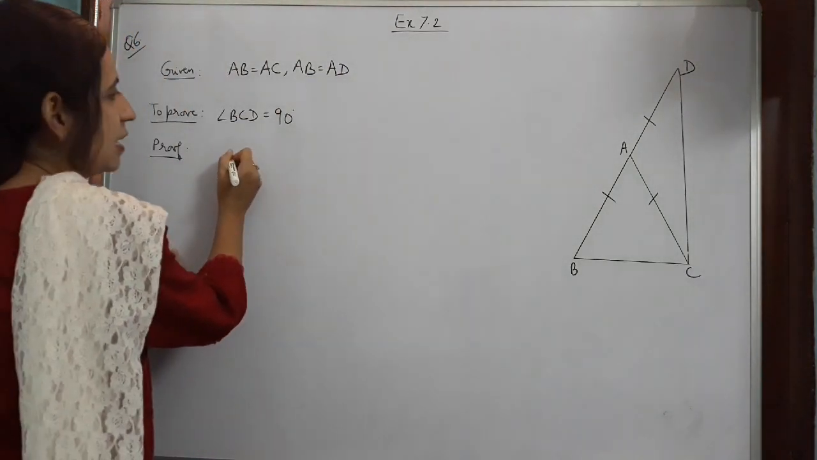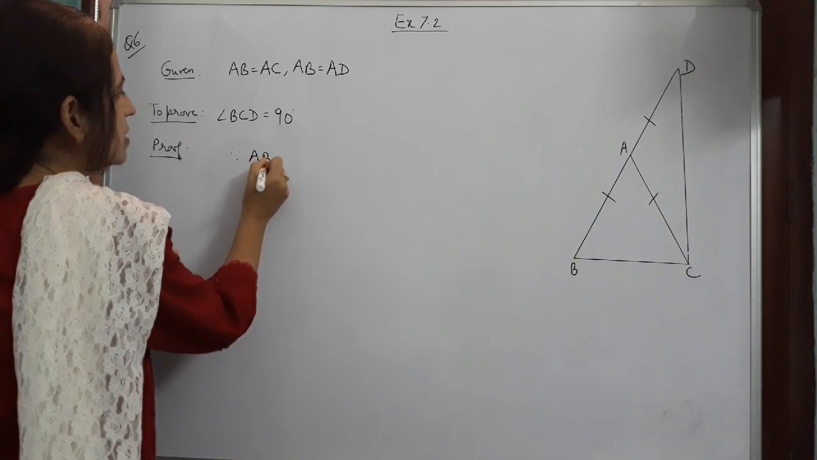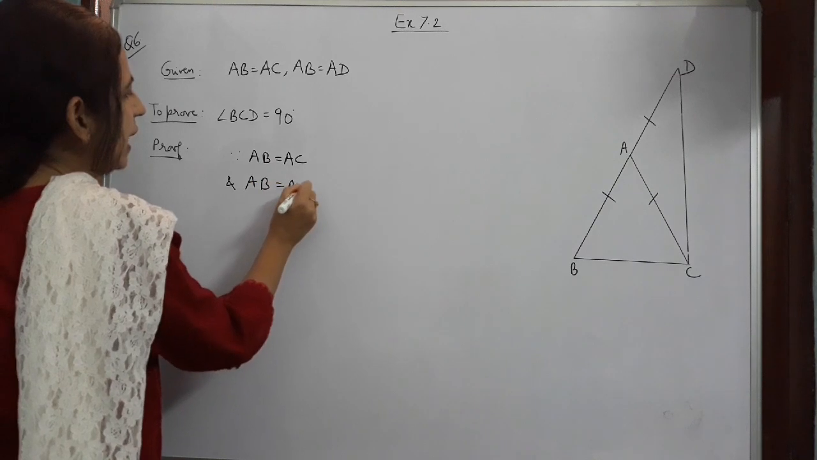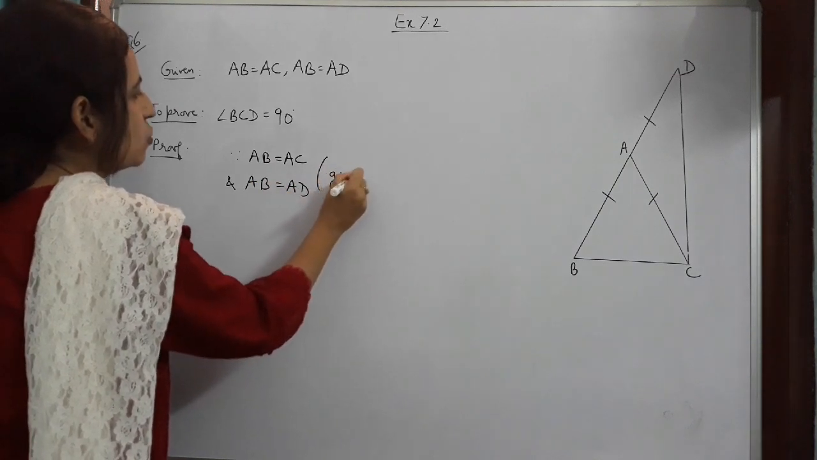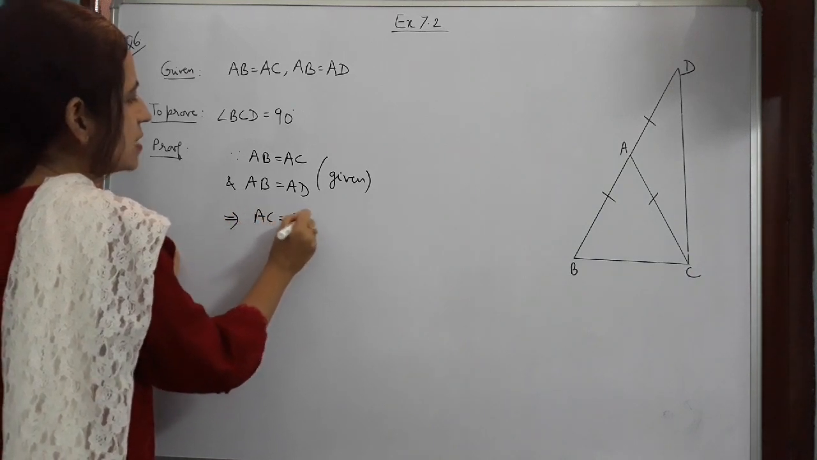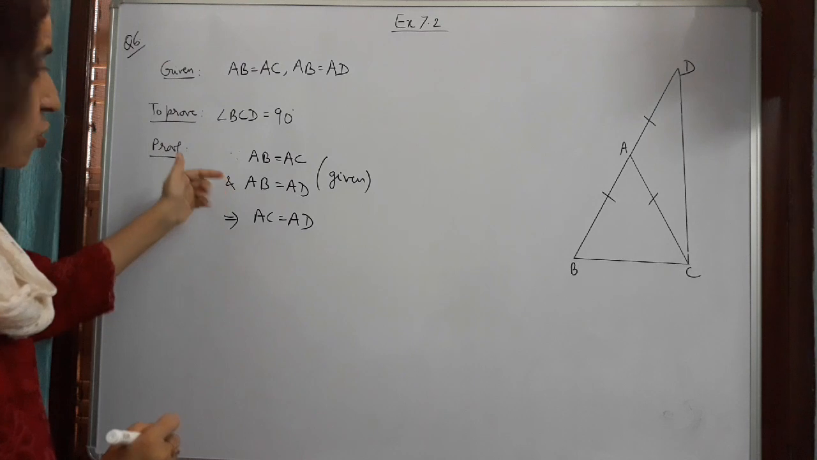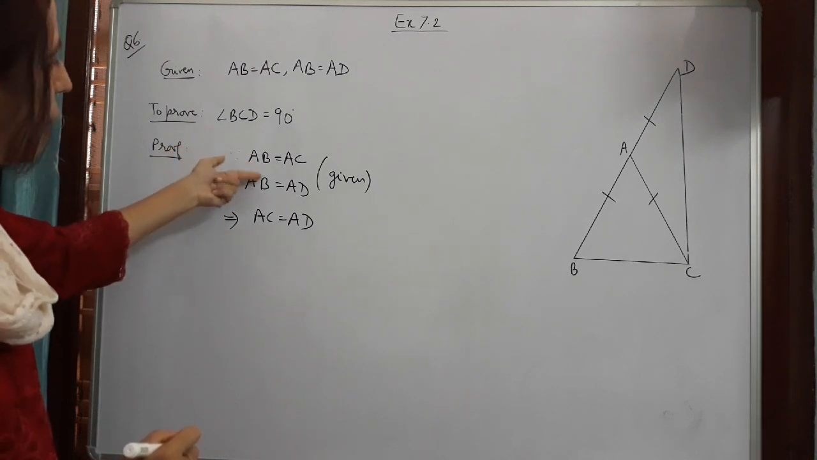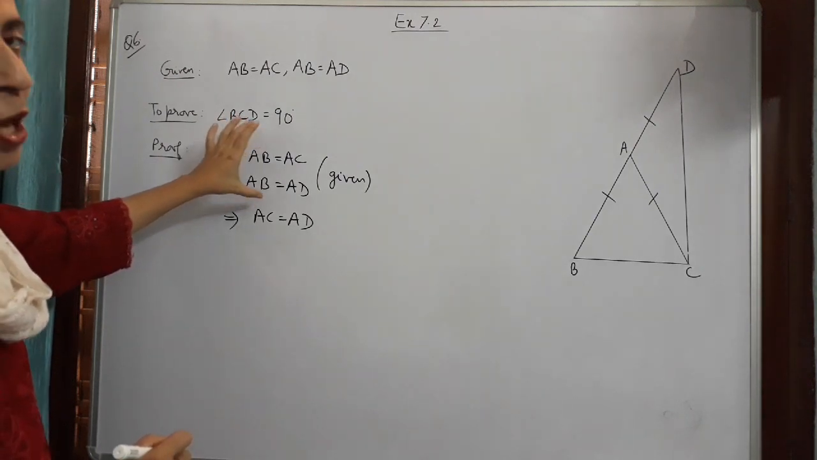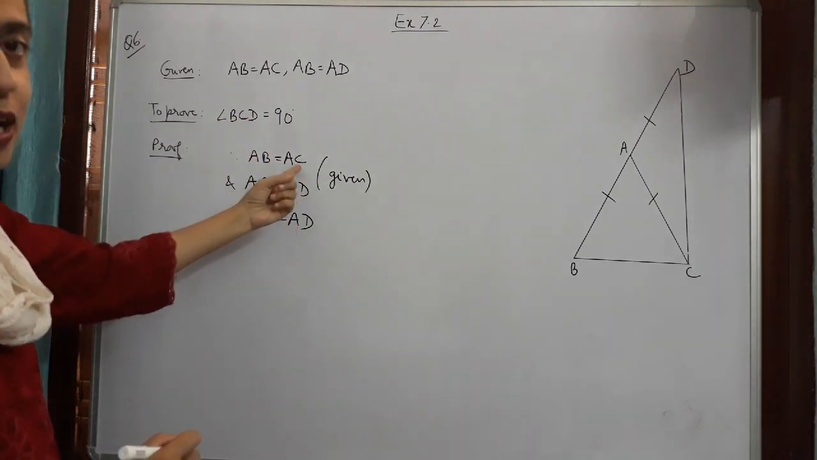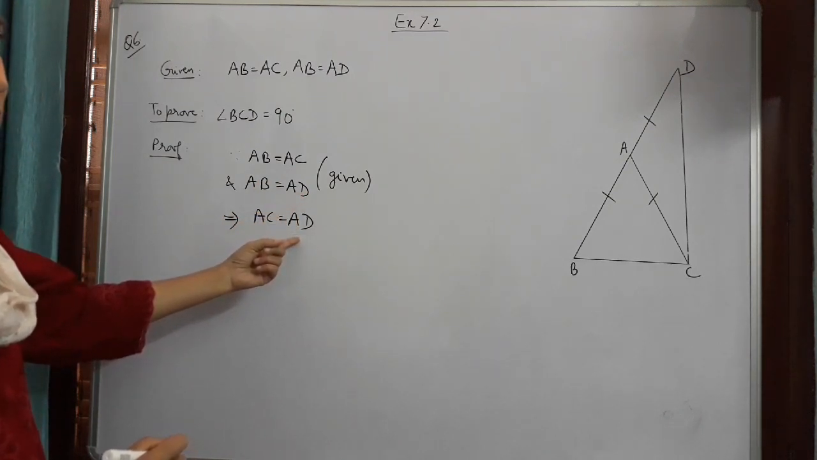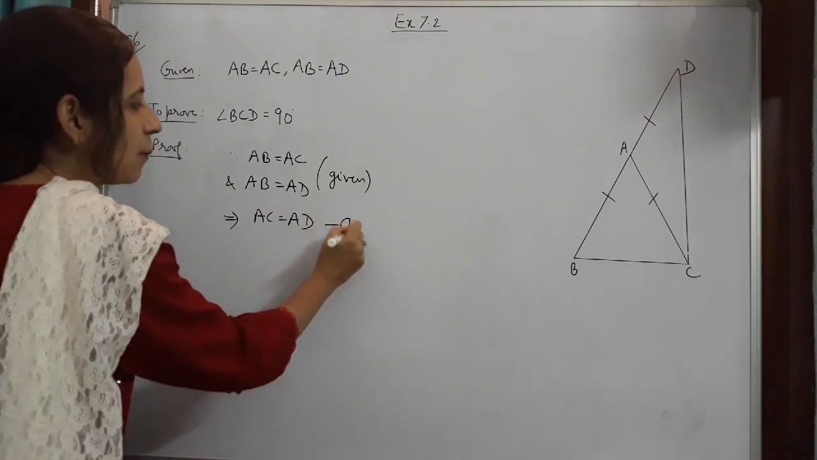Now since AB is equal to AC and AB is equal to AD, this is given to us. So from here this implies that AC is equal to AD. Now just look at the above two equations. In the above two equations, the left hand side is the same, AB and AB. So definitely the right hand sides will also be equal. So we obtain AC is equal to AD. Let this be equation number 1.